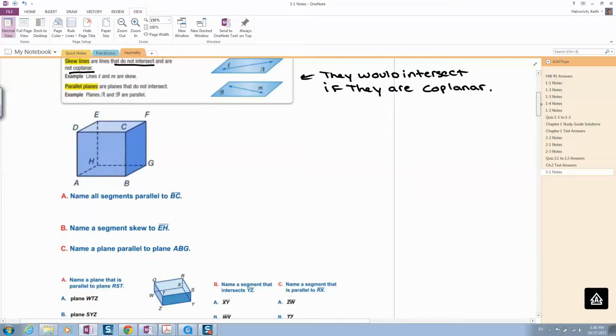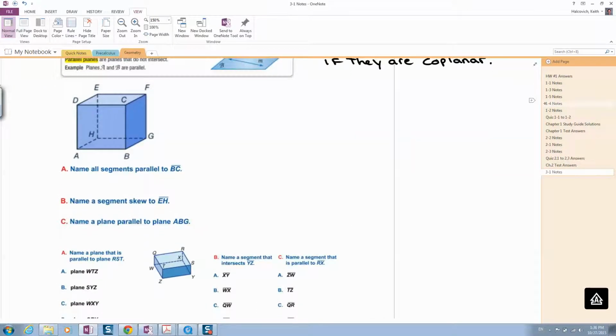So if you look at this picture here, name all segments parallel to BC. BC is right here. You have FG. You have AD. And you also have EH, because EH is on the same plane, because you could draw a line here and make a plane.